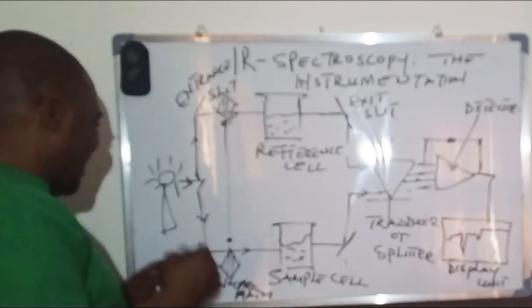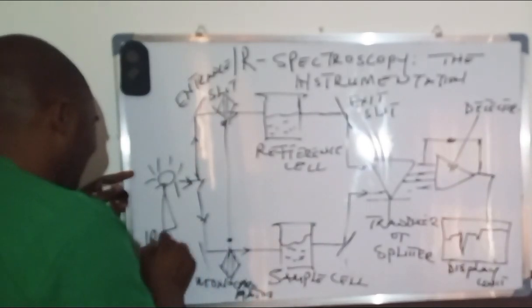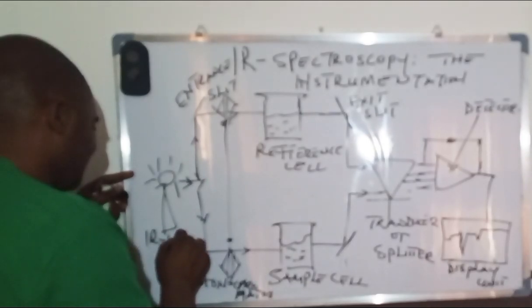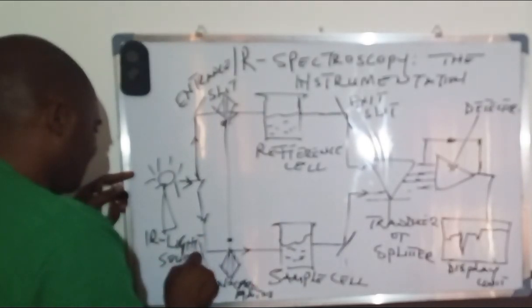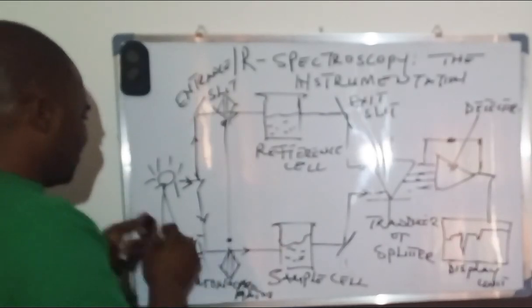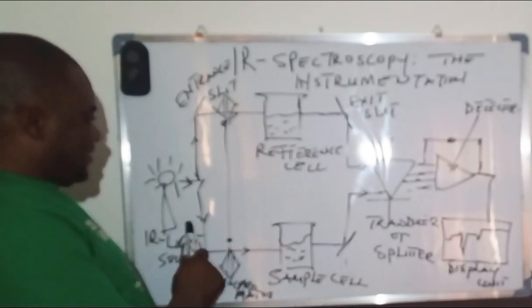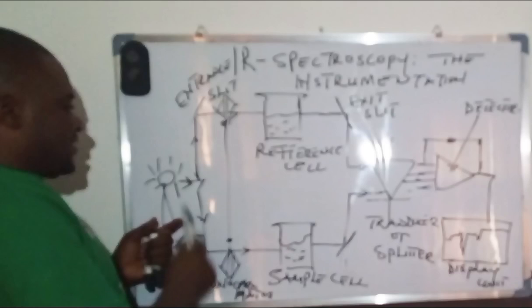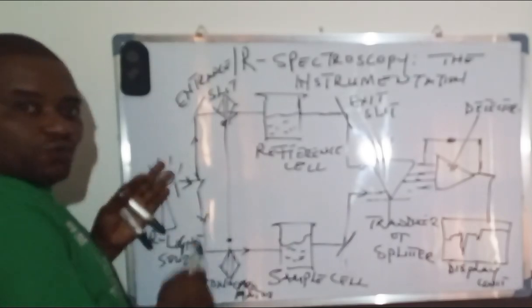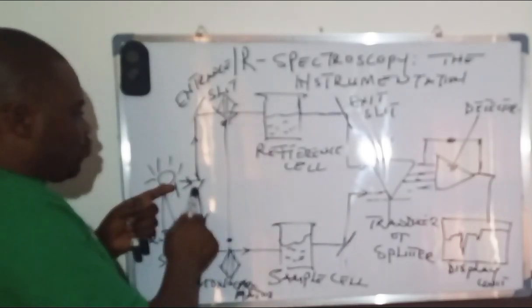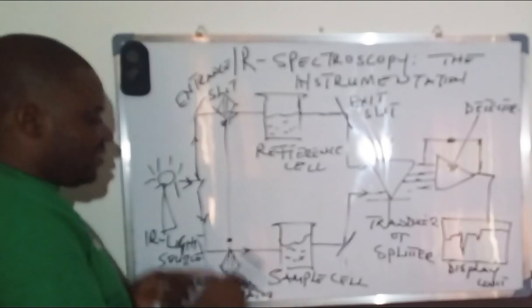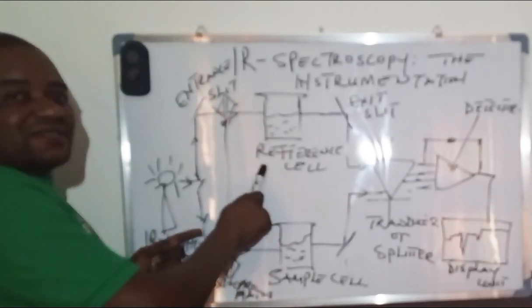So you can see a light source. This is an IR light source. You have an IR light source that produces light. As it produces light, it goes in two directions. The first one moves to the sample container, the second one moves to the reference cell.